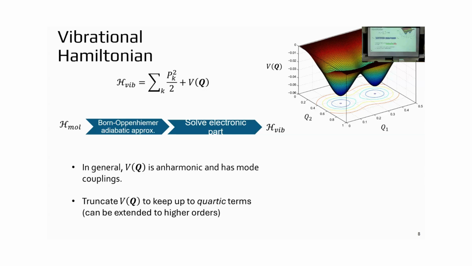Okay, so that's the Hamiltonian we are going to work with. In the harmonic approximation, you would only keep up to quadratic terms in this potential. We go beyond the harmonic approximation. We start with keeping up to quartic terms. The framework can be extended to higher order terms, but even quartic terms already give you access to interesting potentials.